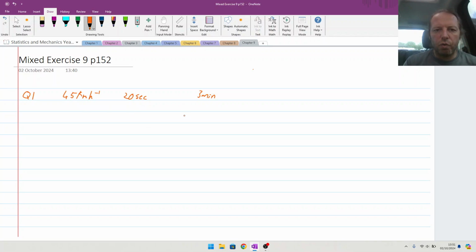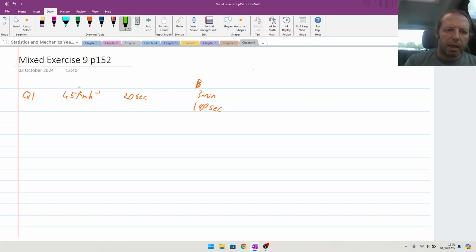Right then, this should all be in SI units. That's point B, so that should be 180 seconds. 20 seconds is all right. What's 45 kilometers an hour in meters a second? How do you do that?